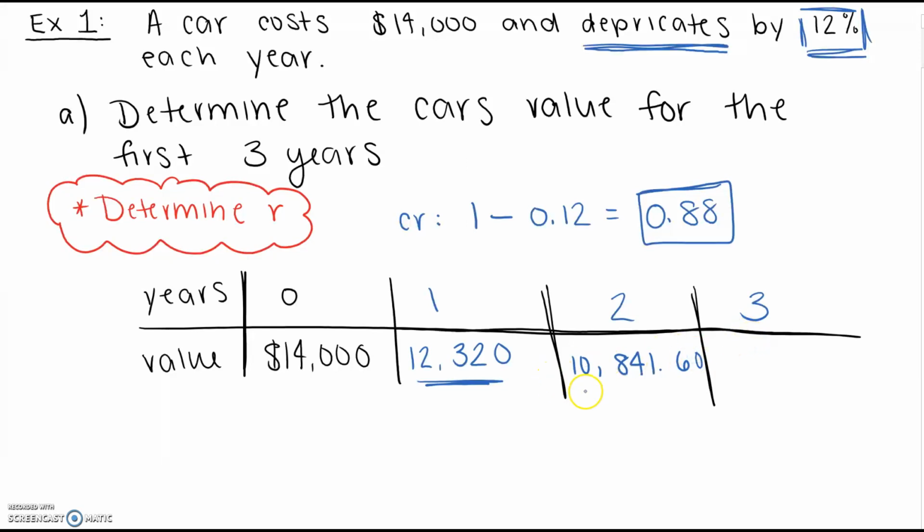After 3 years, we take this number, 10,841.6, and multiply it by 0.88, and you should get 9,540. We'll round to the nearest hundredth, 61. Okay. Alright, so there's going to be more parts. There should be a second video.